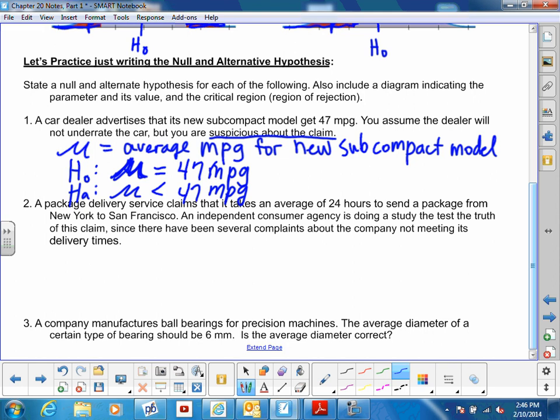We will never have the power to say what it's now changed to. We can't say it's actually 43 miles per gallon. No. We only say it is less than the claim or greater than or not equal to.